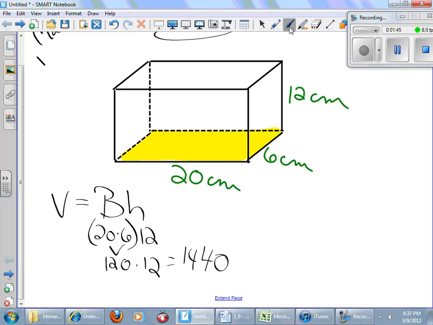Now, units. A lot of you get the units screwed up. Remember, I multiplied 20 centimeters by 6 centimeters by 12 centimeters. Centimeters times centimeters times centimeters is centimeters cubed. There you go, 1,440 centimeters cubed. Hopefully you got the right volume.